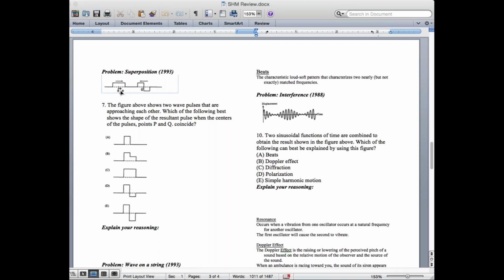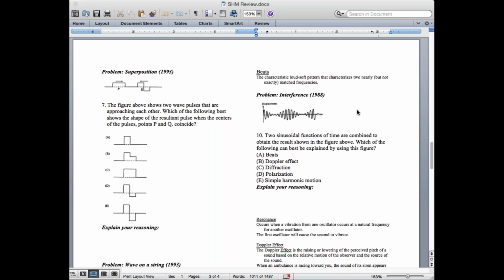How are they going to have a cancellation? It's not just going to be partial, it's going to be complete. This thing goes up just as much as that one goes down, so that will cancel out. That gives me the correct answer of A. This chunk here will cancel out this chunk here, then this and this will indeed add. So the correct answer is indeed A.